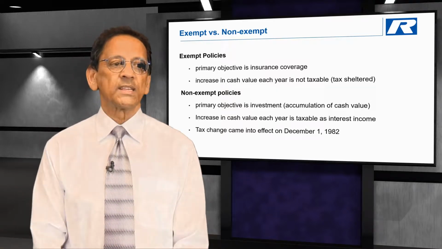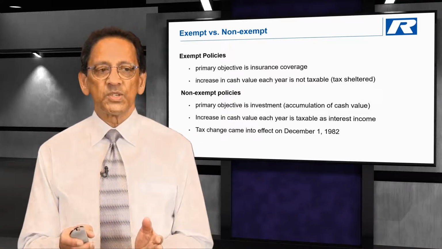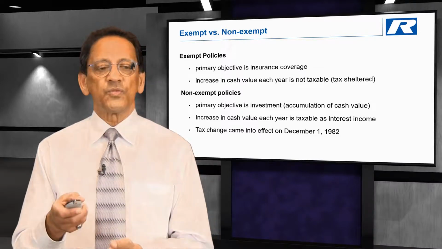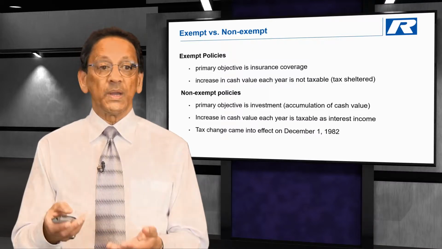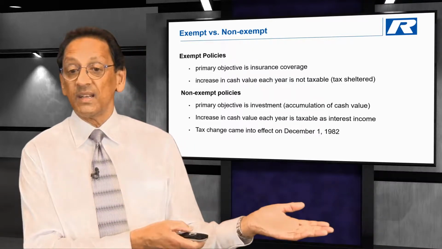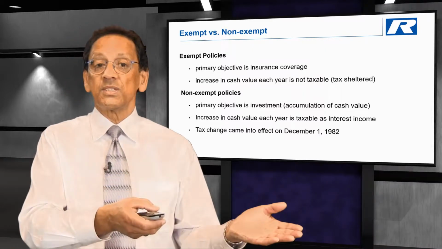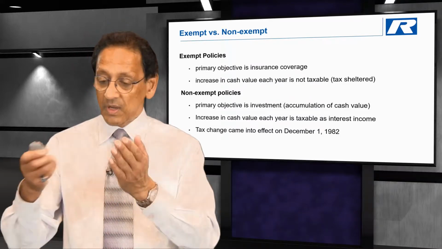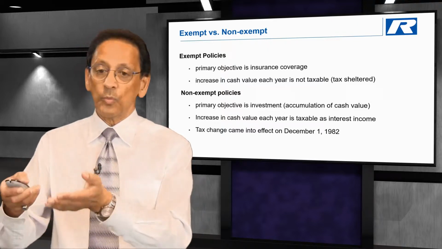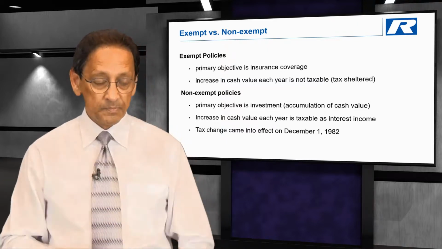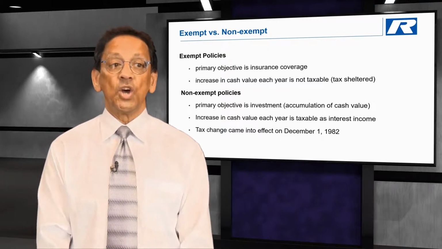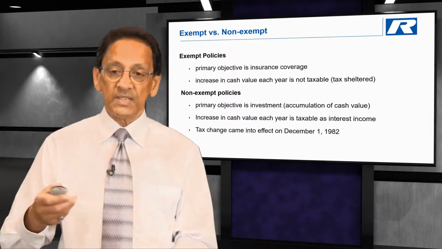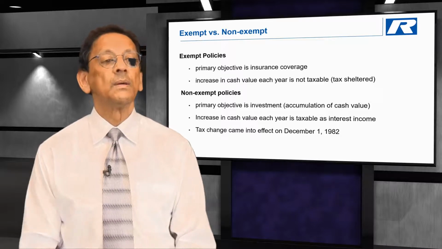So a non-exempt policy's primary objective is investment. For any increases in the cash value each year, the client must pay the tax just as if it was an outside investment. If you bought a GIC paying you 4% interest, every year you would have to pay tax on that 4% interest. It's the same if your policy is deemed to be non-exempt: for any increase in the cash value, you have to settle your tax each year.